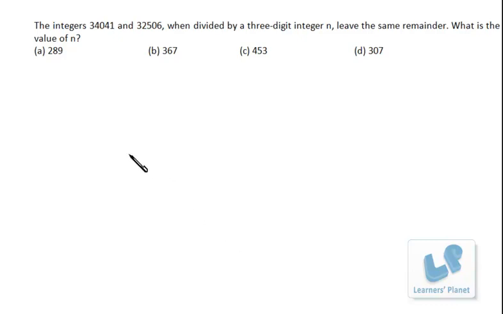Okay, so suppose I take two integers, maybe 11 and 15. The same problem I'm solving over here. The integers 11 and 15, when divided by an integer, maybe suppose x, leave the same remainder. What I'm doing over here is, instead of 34041, I'm taking 11, and instead of 32506, I'm taking 15. So definitely the problem becomes simple and we can understand the concept. Now 11 and 15, if they are divided by an integer x, they leave the same remainder. What is that integer?